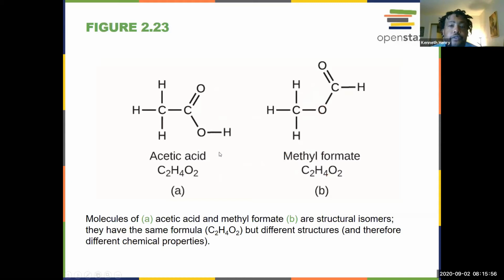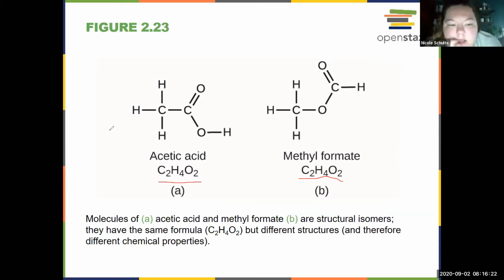Okay, so here's another example of an isomer. So here we have acetic acid and we have methyl formate. Their chemical formula is exactly the same. But structurally, are they different? Yes. Okay, where's the difference? Can you circle it on my screen? Oh, are they actually different? Yeah.